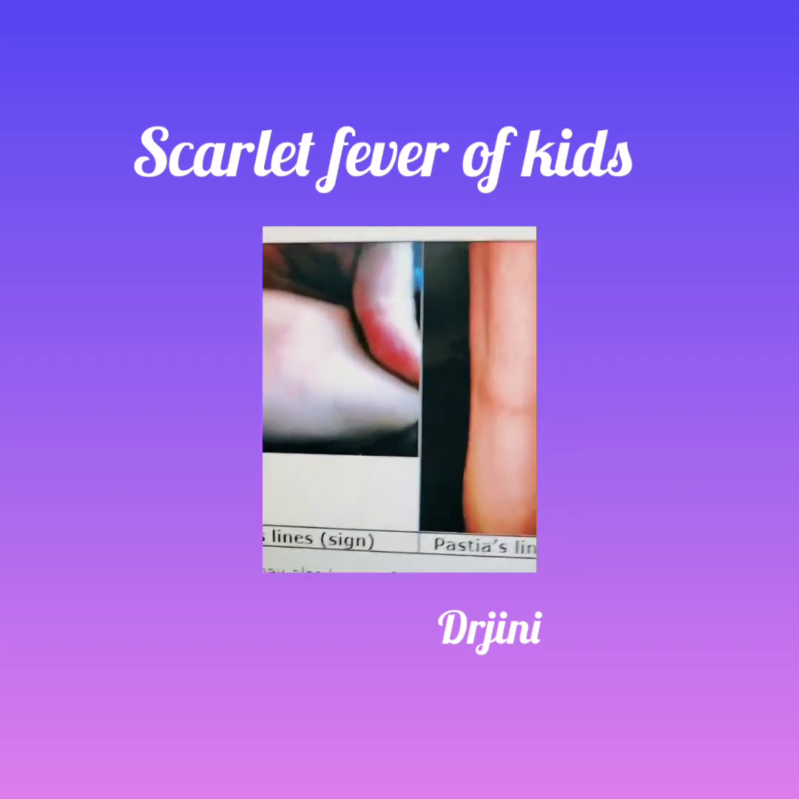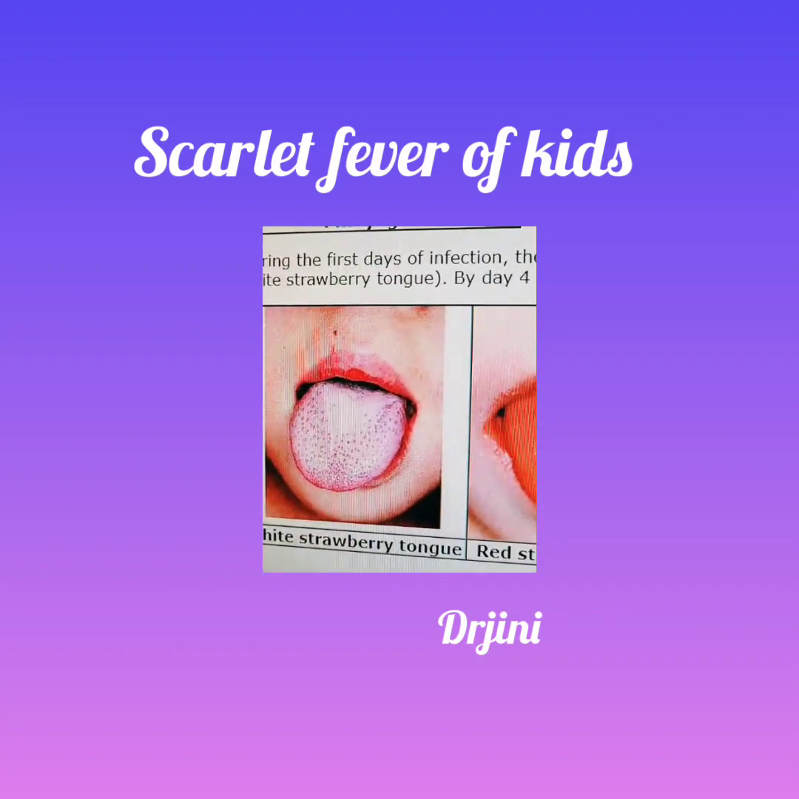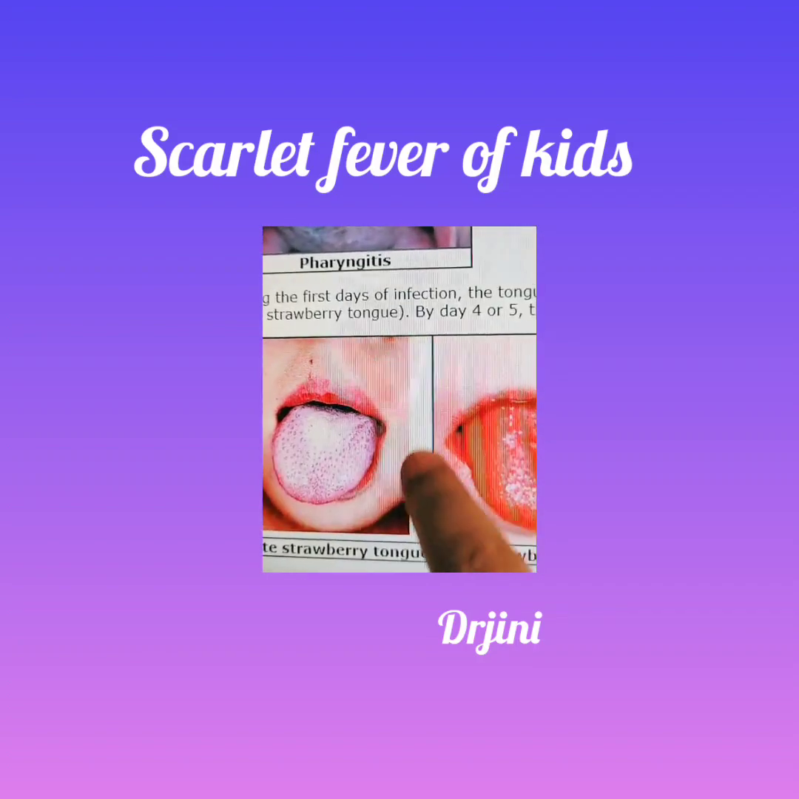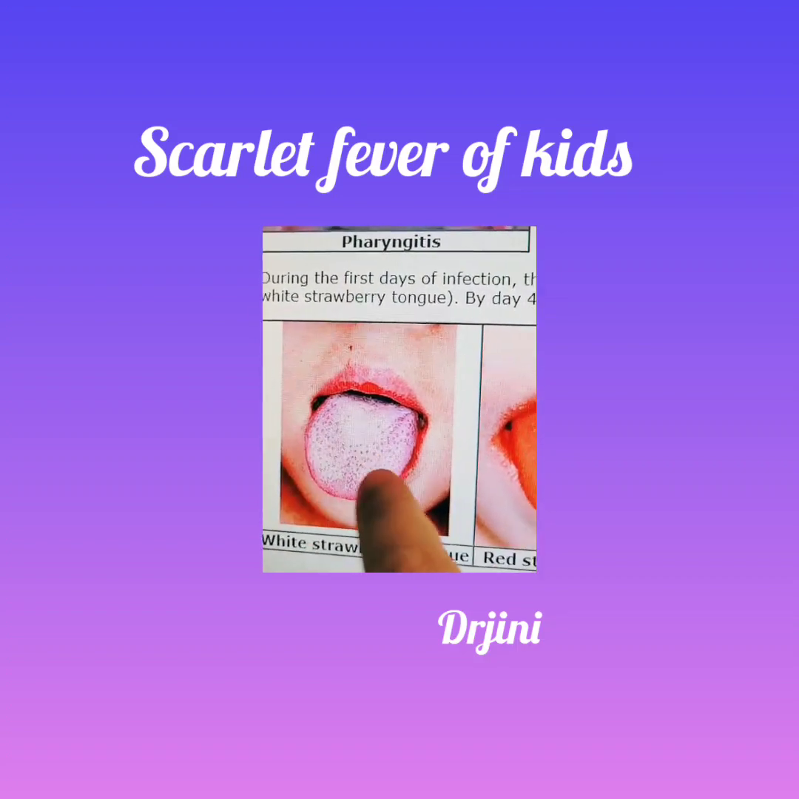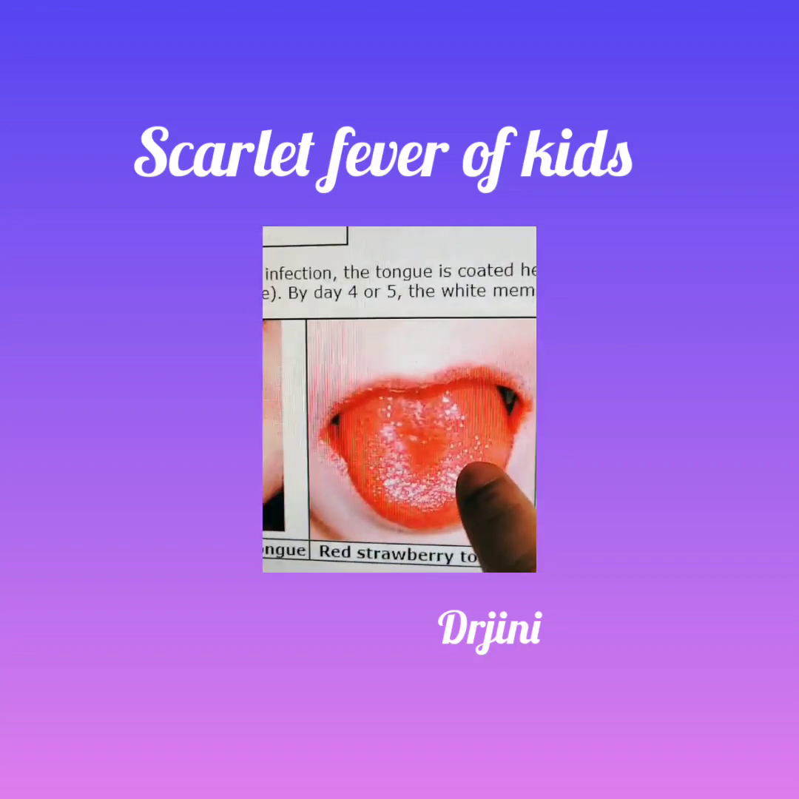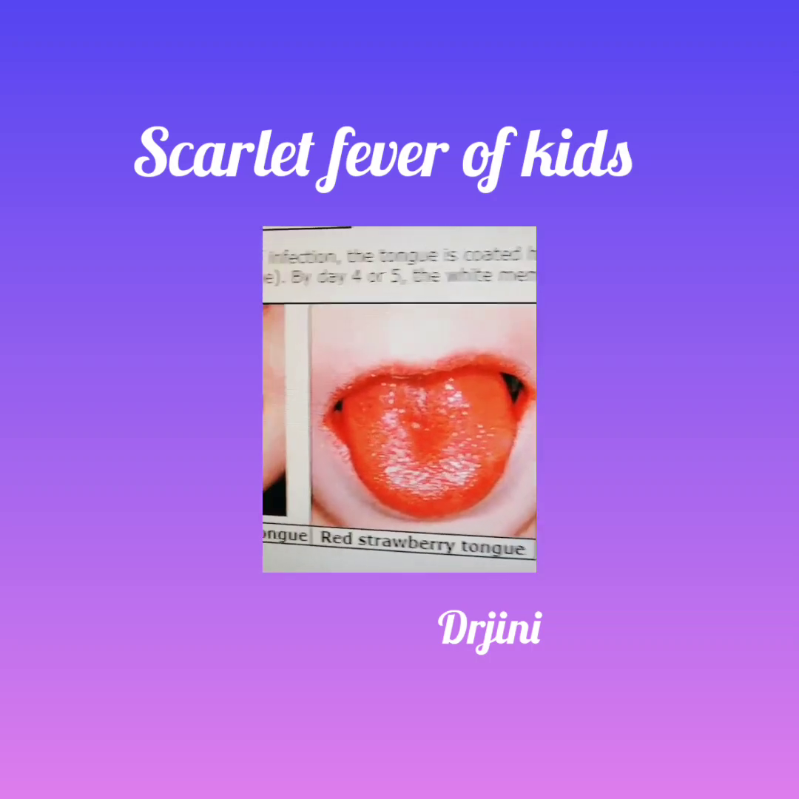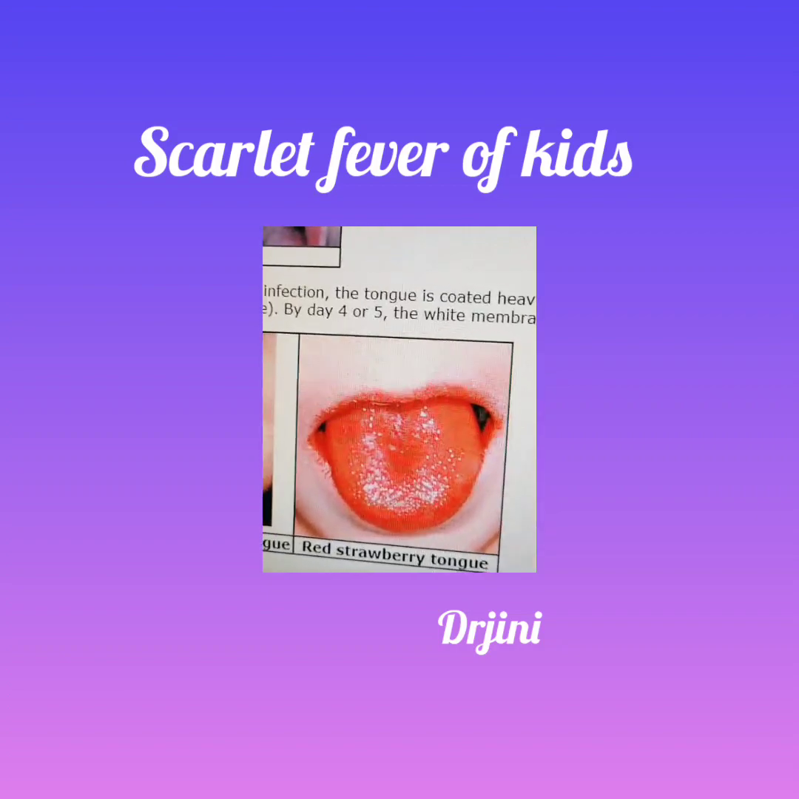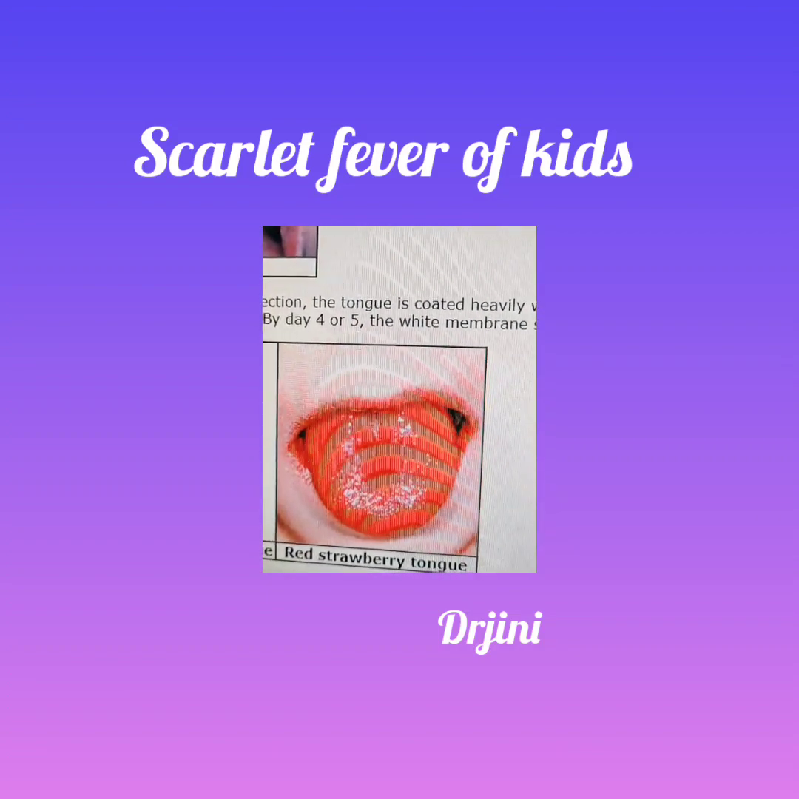In darker skin, you can see some lines in the creases that are called Pastia lines. And you can see the throat is very red and congested. I mentioned that initially there will be a white tongue with spots inside, but after 4 to 5 days, it will be very red, an absolutely strawberry-looking tongue. So all these are very characteristic of scarlet fever.